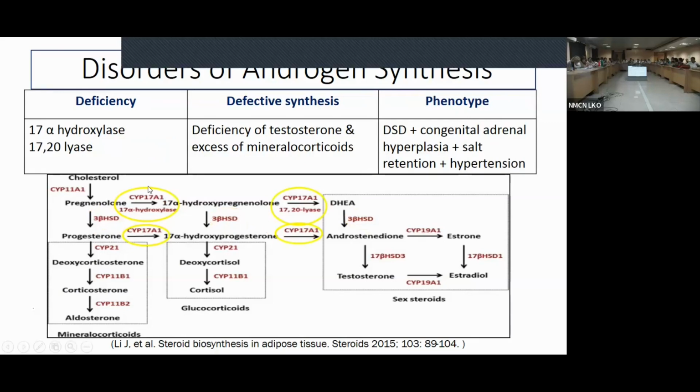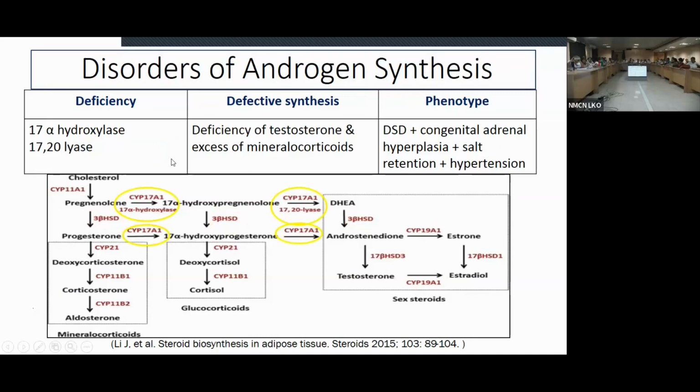Okay. Now, the next one, CYP17A1, the gene, which codes for the 17-alpha hydroxylase enzyme. Now, what happens? Now, this is involved here in this pathway. So, this pathway is kind of blocked here. So, all of these upstream metabolites get diverted to this pathway because it cannot go this way. All of it comes to this pathway.